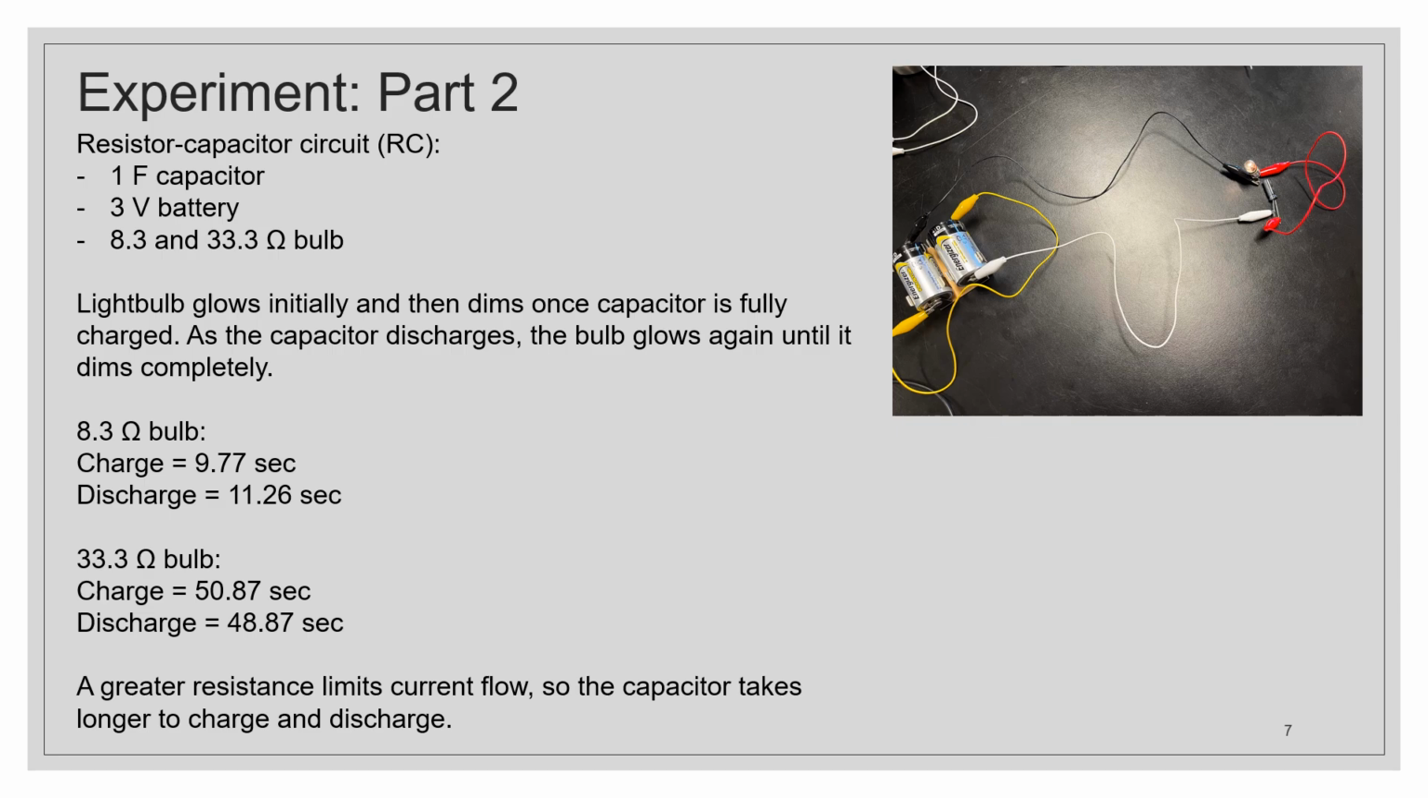The charge and discharge times for both bulbs are presented on the slide, and a greater resistance limits the current flow, so the capacitor takes longer to charge and discharge.